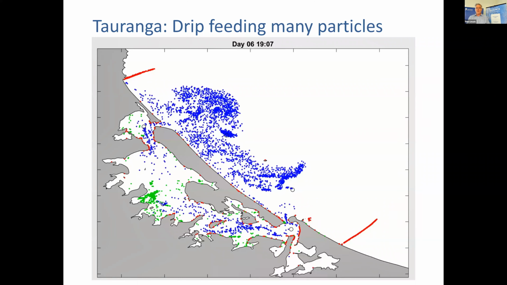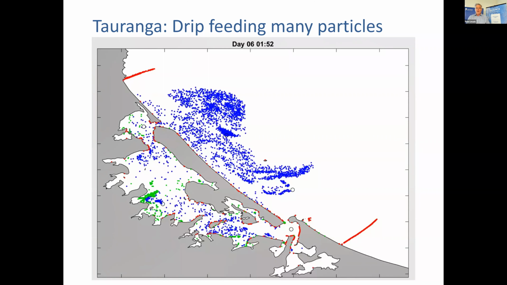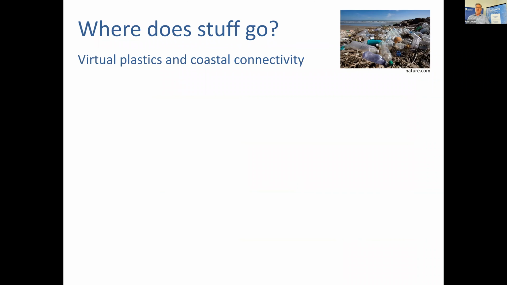So that's what we're trying to do. How do we get that into the picture? So it's more interesting than that. Really the whole story is about how we're trying to communicate to people where does stuff go. So it's about virtual plastic and coastal connectivity.